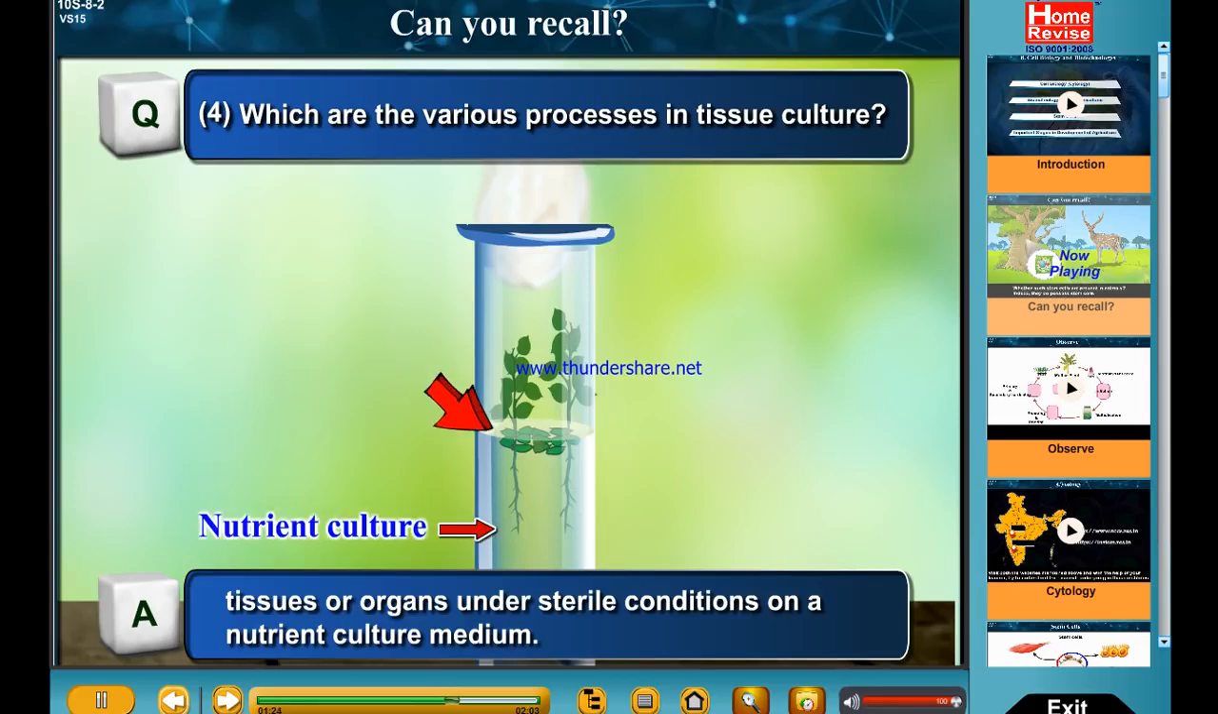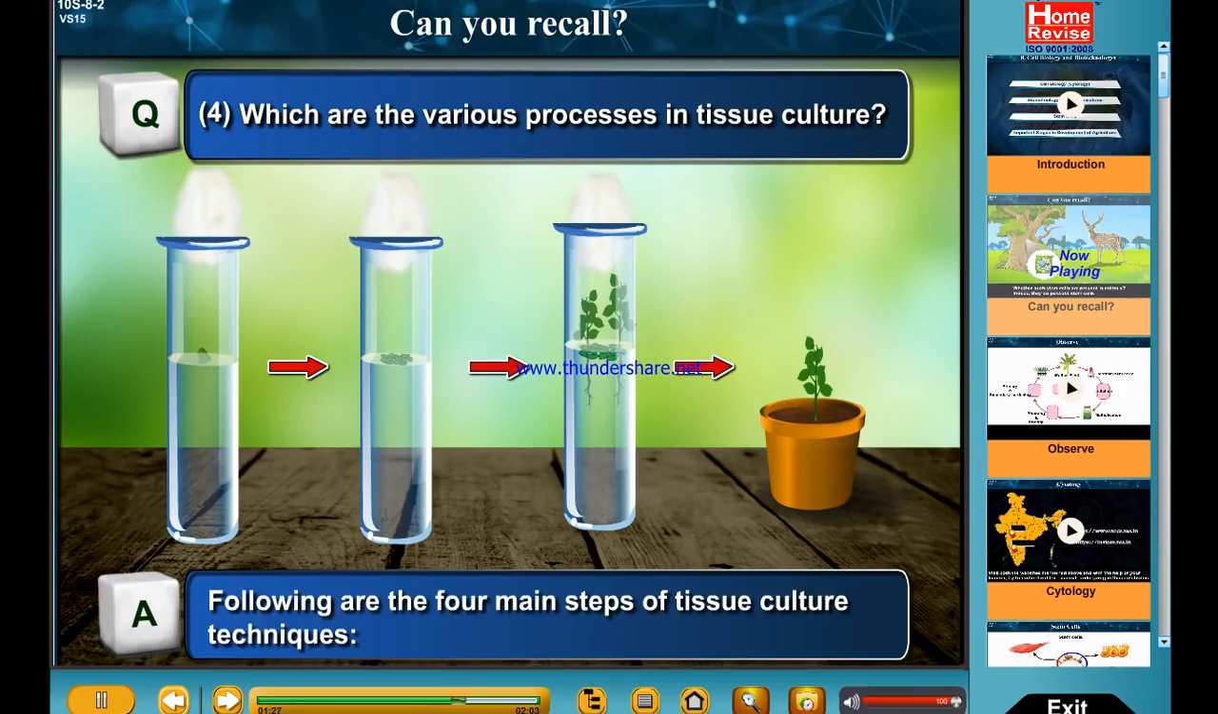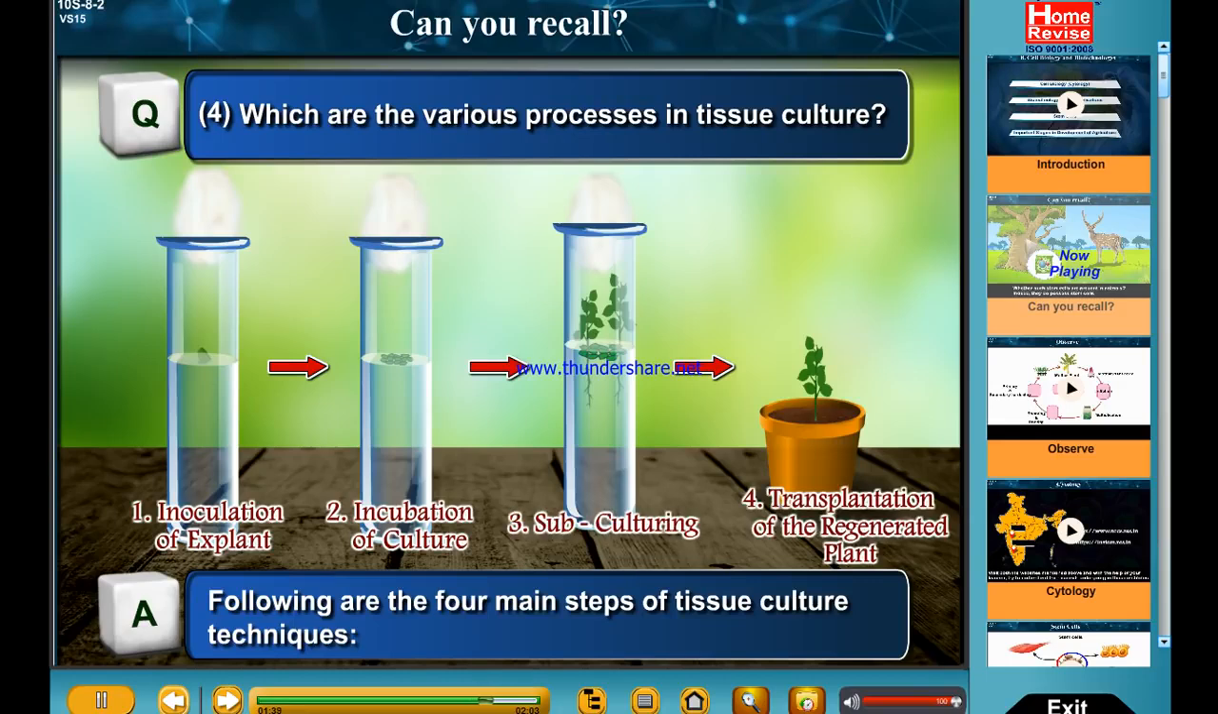Following are the 4 main steps of tissue culture techniques. 1. Inoculation of explant. 2. Incubation of culture. 3. Subculturing. 4. Transplantation of the regenerated plant.